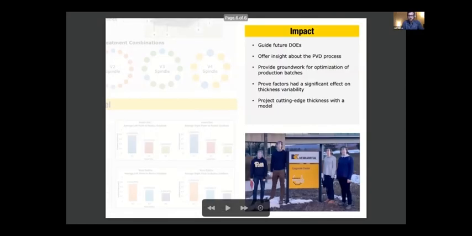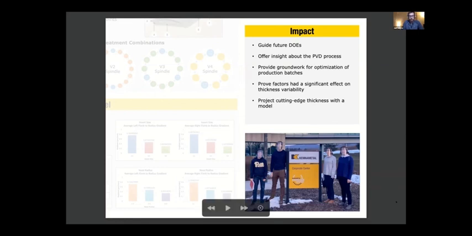The main impact is that we've laid the groundwork for future designed experiments. This will offer insight into the physical vapor deposition process and lead to the optimization of production batches. We've also proved that our factors of nose radius and insert size have a significant effect on thickness variability, so that Kennametal can take action to decrease this variability moving forward.